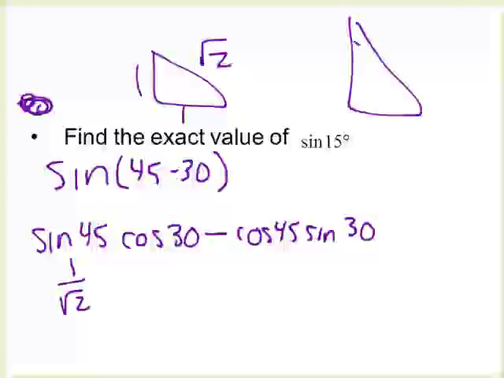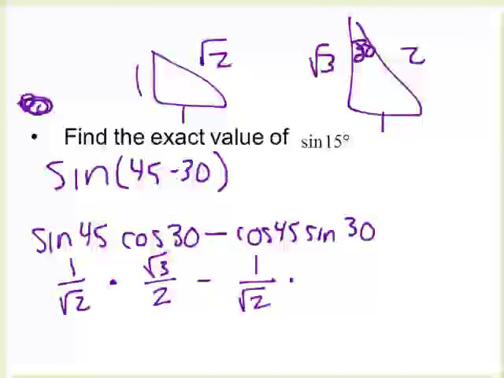30. What is the cosine? Square root of 3 over 2, adjacent over our hypotenuse. So adjacent to the 30 is square root of 3 over hypotenuse of 2. Cosine of 45, adjacent over hypotenuse in the 45, 45, 90: 1 over square root of 2. And sine of 30, opposite over our hypotenuse for 30: 1 over 2.